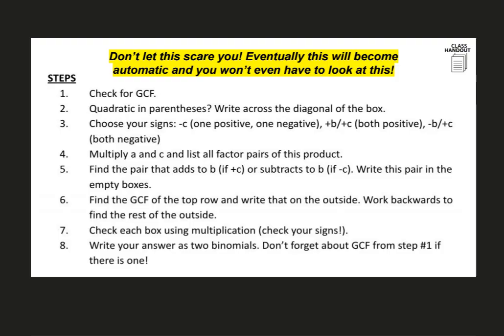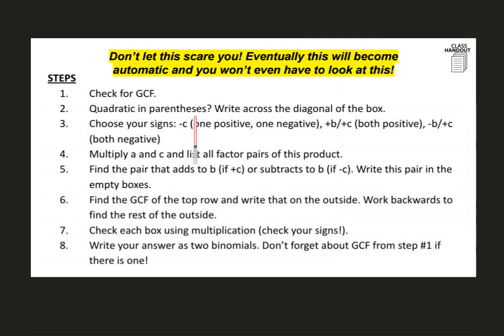Okay, so here are the steps to factoring. And I don't want these steps to scare you. They're kind of just written out for reference. Eventually, you're going to be able to do this automatically, and you won't even have to look at this. So first thing we're always going to do for every factoring problem is check for a GCF, because we want to break down the quadratic as much as possible. So we check for a GCF, and we know how to factor that out.